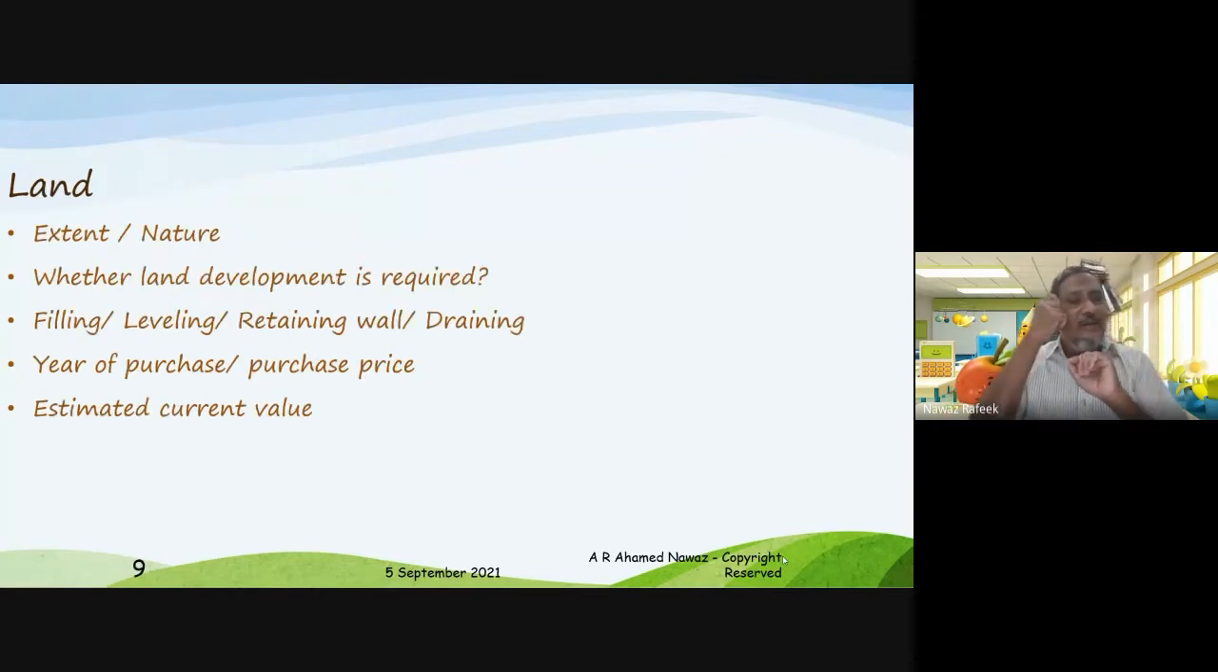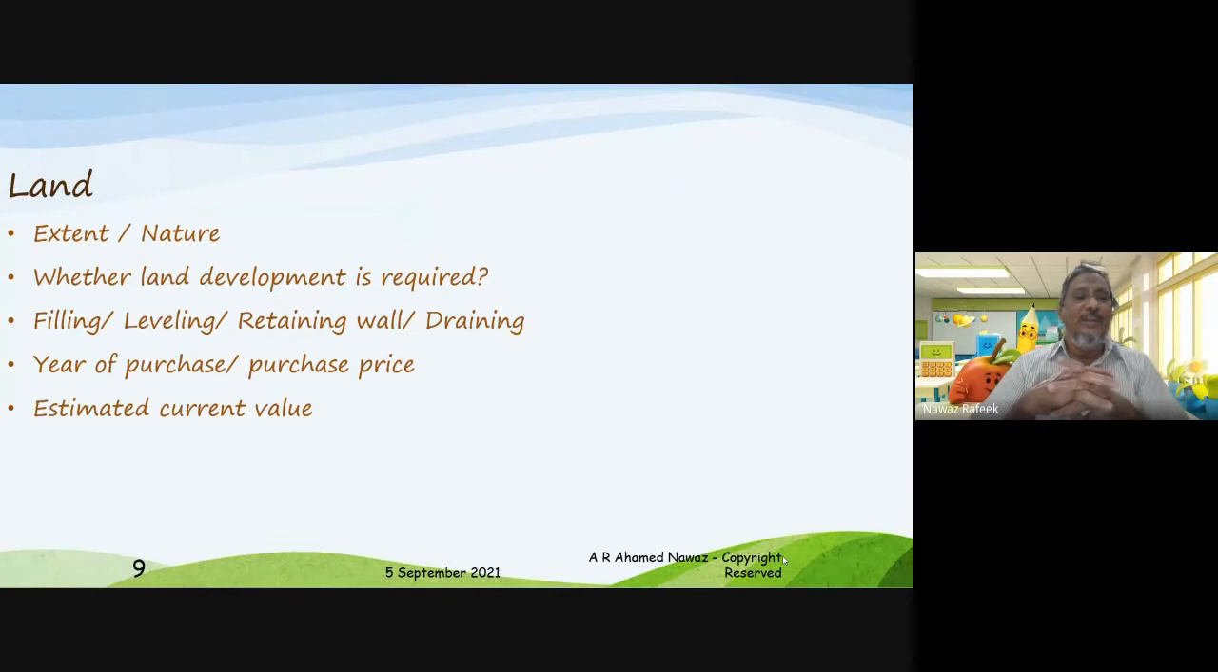The land: what is the extent, and what is the minimum extent needed for a project, and the nature of the land. Marshland, tillable land, it has to be developed. What type of land? What is the extent? Whether land development is required, to be filled, sloping lands cut and developed. Whether there is authority for that. Filling, leveling, retaining walls, draining, very important.